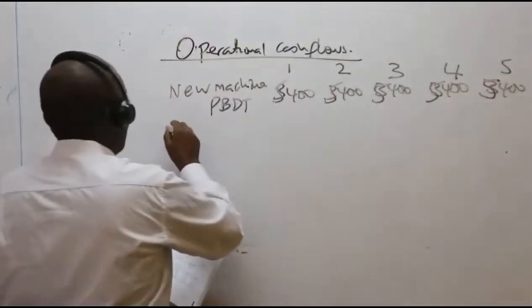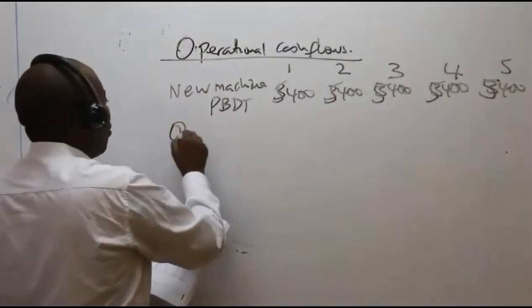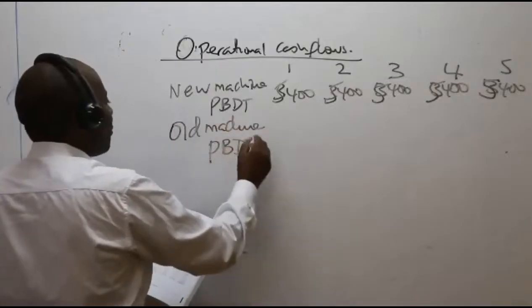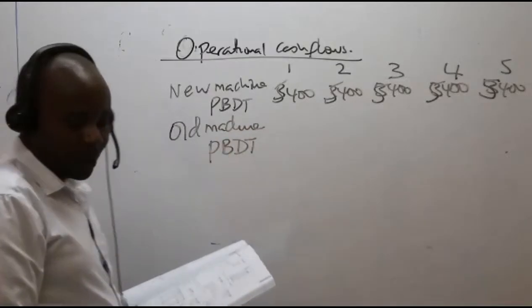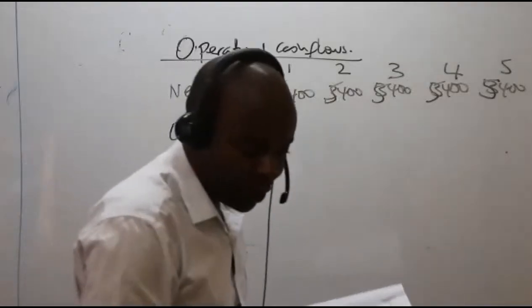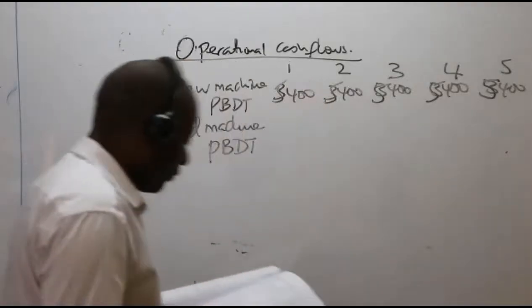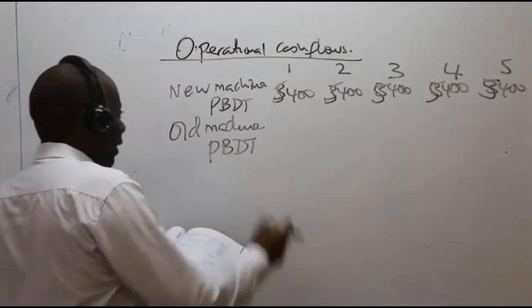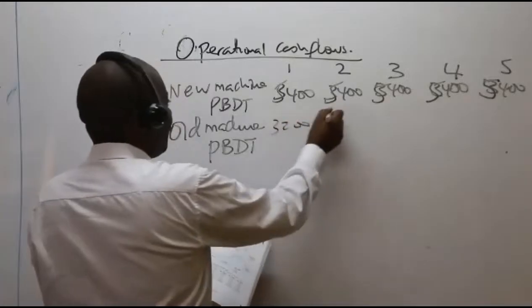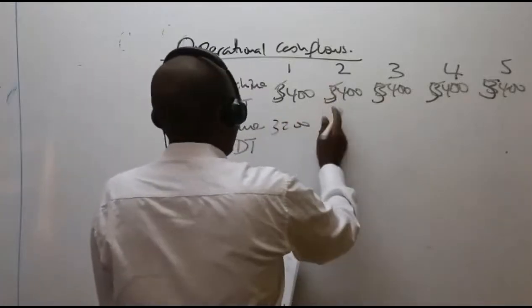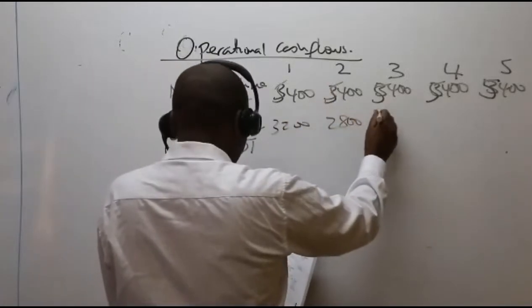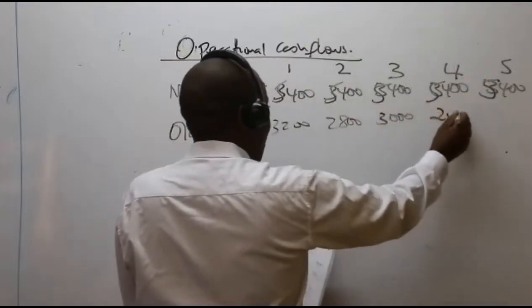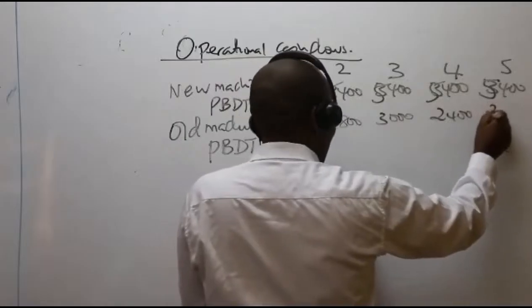So, ladies and gentlemen, give us the old machine, profit before depreciation and tax. What figures do we have? I can see them vividly. The first year, we have 3,200. Then 2,800. The other one is 3,000. We have 2,400. We have 2,000.